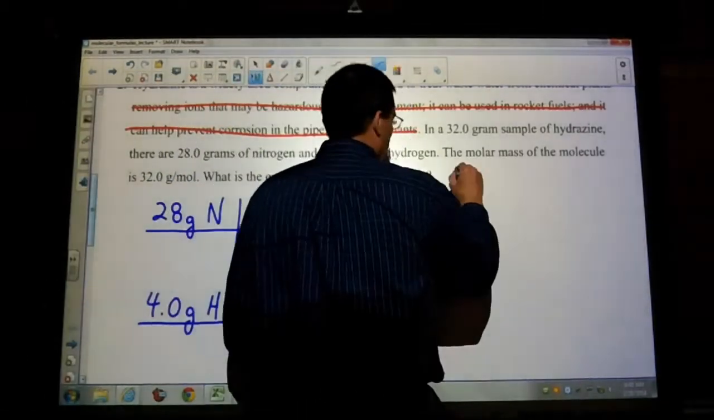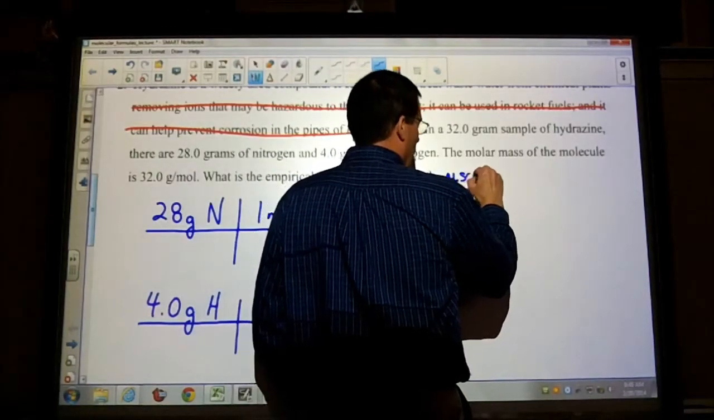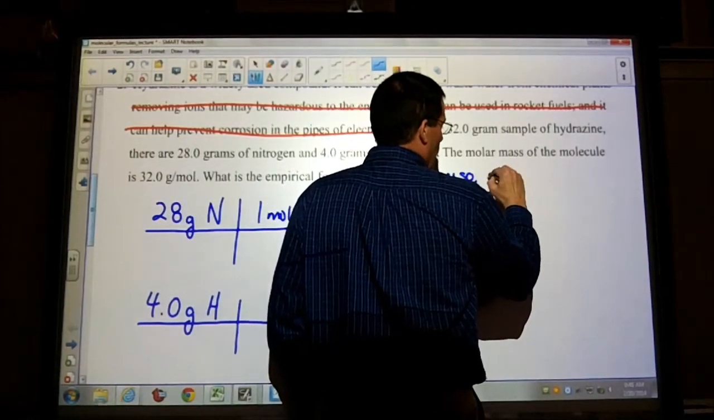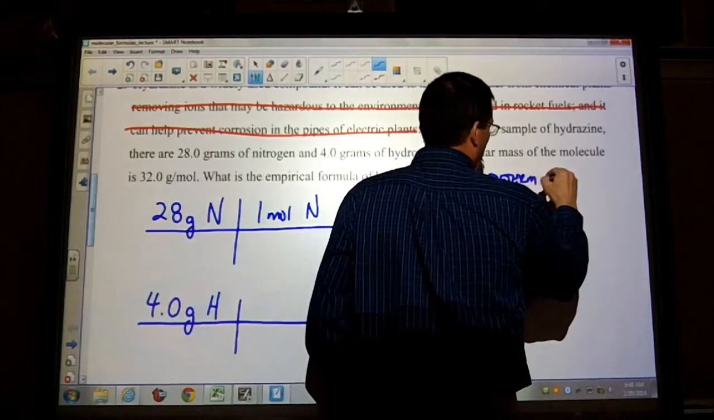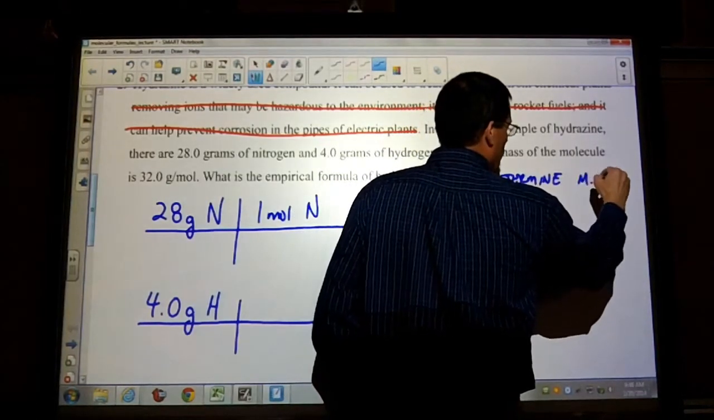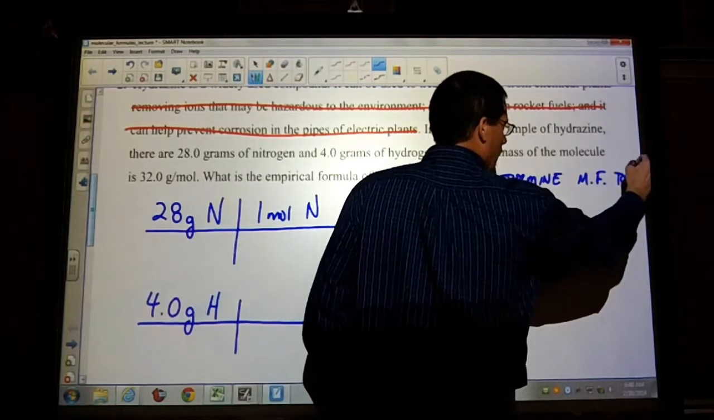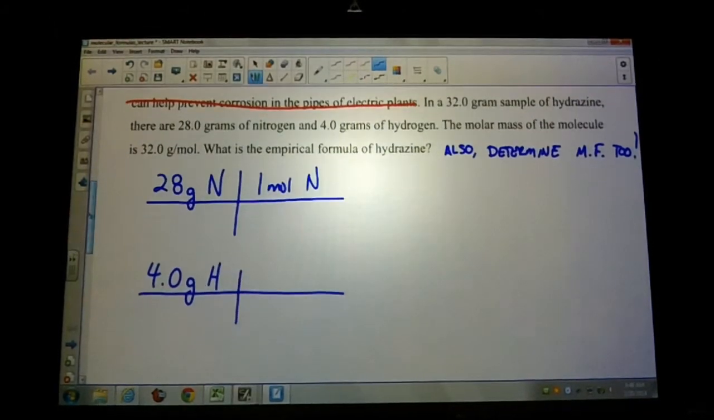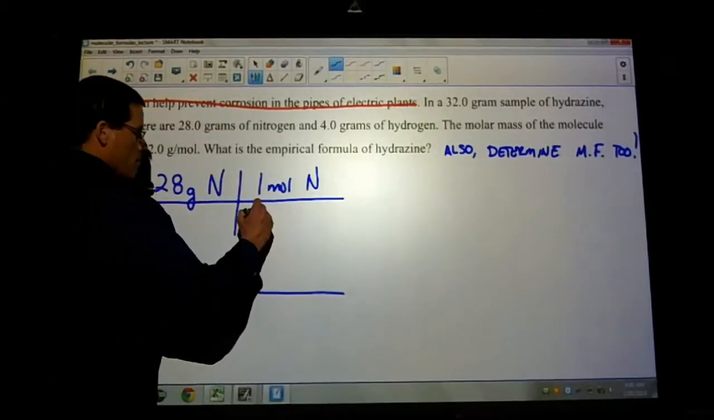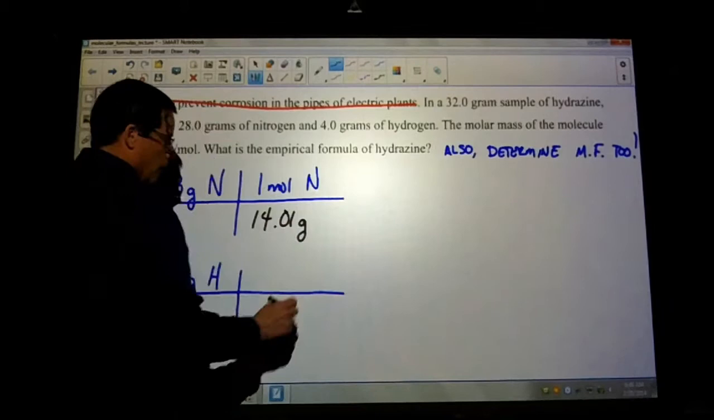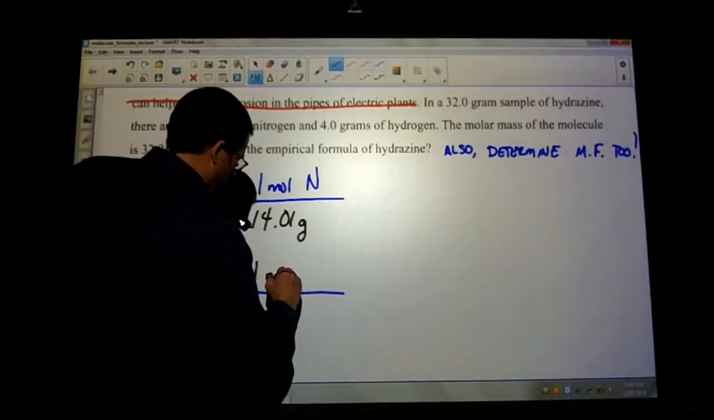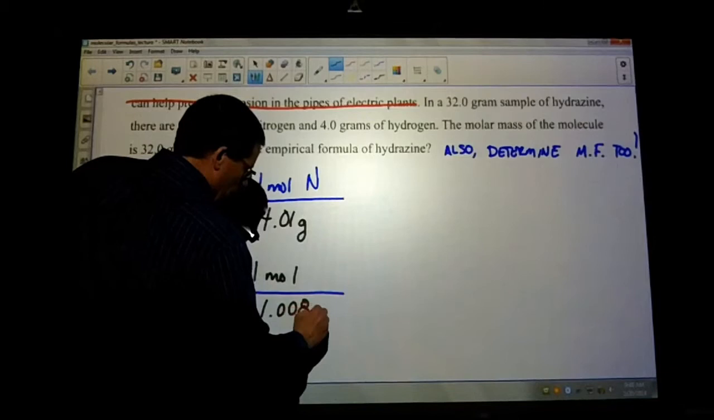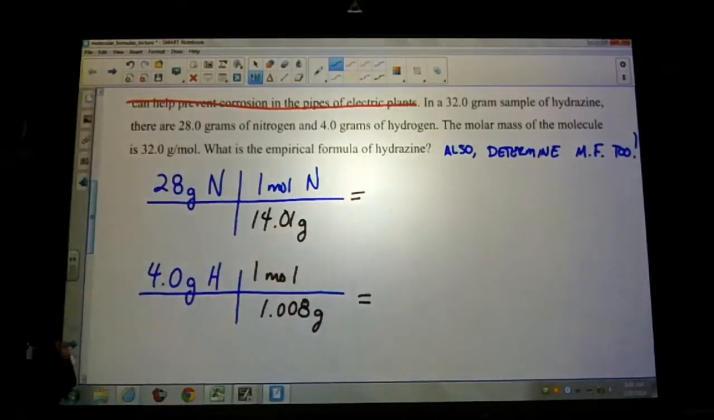And also what you can't see is also determine the molecular formula too. Okay. So we'll determine what the empirical formula is, and then we'll find out what the molecular formula is. So in this case here, we want to find out some moles, right? Just like what we did last time. And hydrogen, let's get some numbers there. Now again, these are mole amounts, so don't round these.